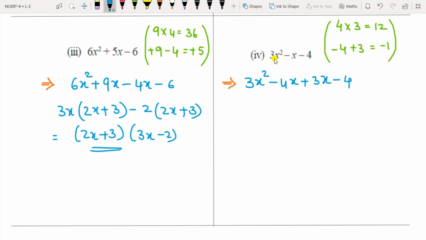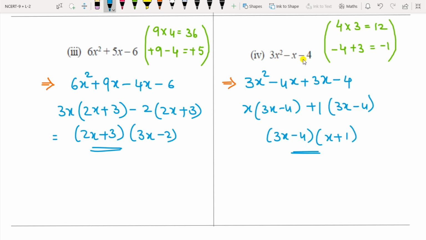Next question here is 3x square minus x minus 4. So 4 3s are 12, and you want minus 1 in between. So you can take 4 and 3 only and put the minus sign for the bigger number. So substitute the values of the middle term. Now take out common if it is there. This is x is common. So this is 3x minus 4, and plus, no common is there, means it is 1, and therefore 3x minus 4. So it will be 3x minus 4 and x plus 1 are the factors of this px.